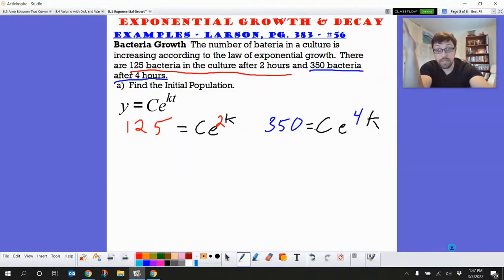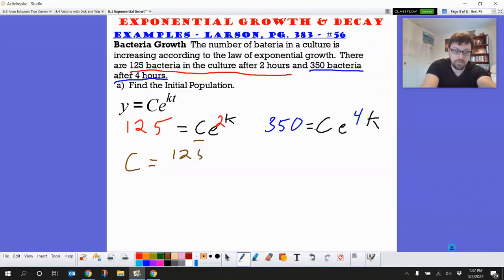Now, looking at this, we have two equations with two unknowns. We don't know what C is and we don't know what K is, but we sure would like to know them. So we need to solve one of these equations for one of those variables and then substitute it back in. So I'm going to solve this one for C because I think that would be the easiest thing to do. So then C is going to equal 125 divided by e to the 2k.